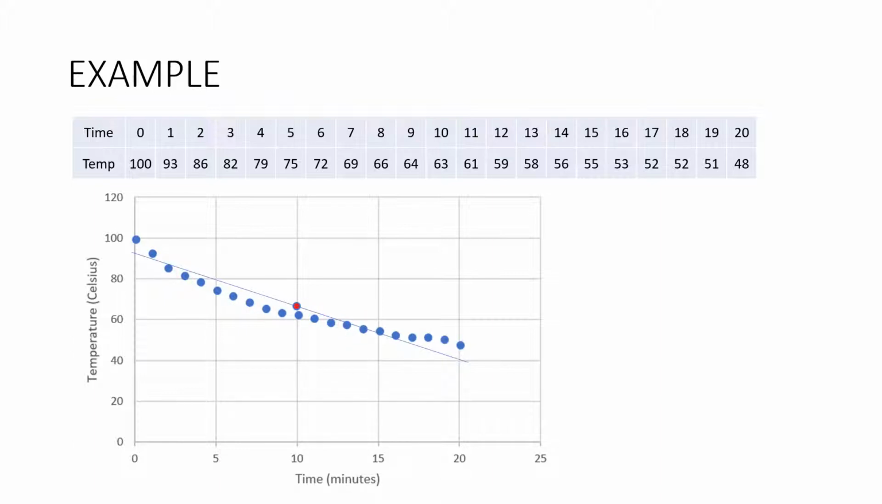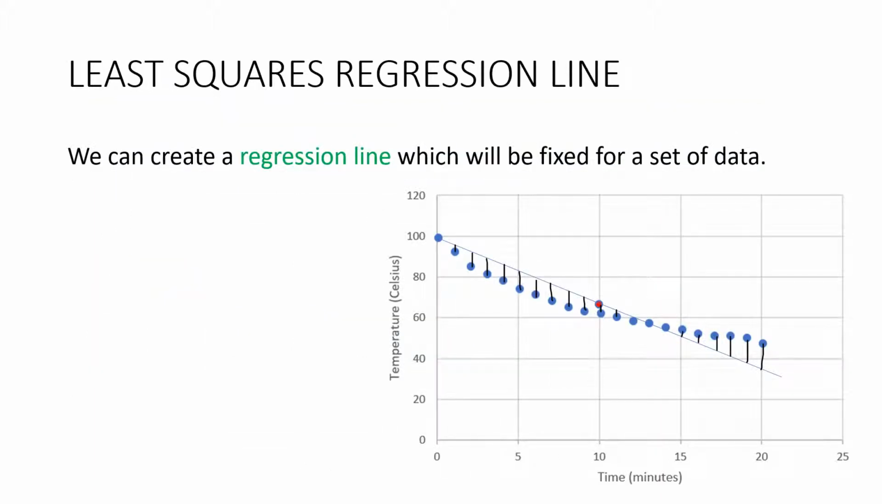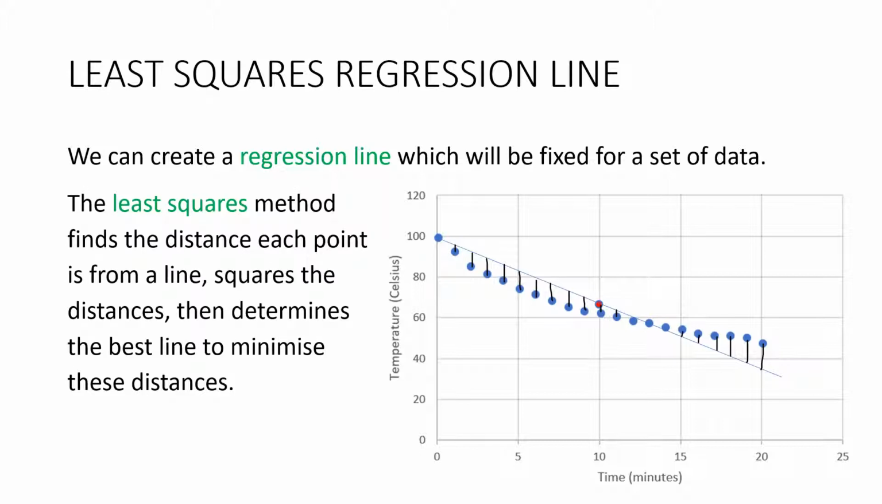And as I mentioned before, it'll vary from person to person. But we can create what's called a least squares regression line. And this is where it will be fixed for a set of data, so it won't vary from person to person. So the least squares method finds the distance that each point is from some line that's not determined yet. It squares those distances to get rid of the negatives and then determines the best line so that the sum of those distances is minimized.